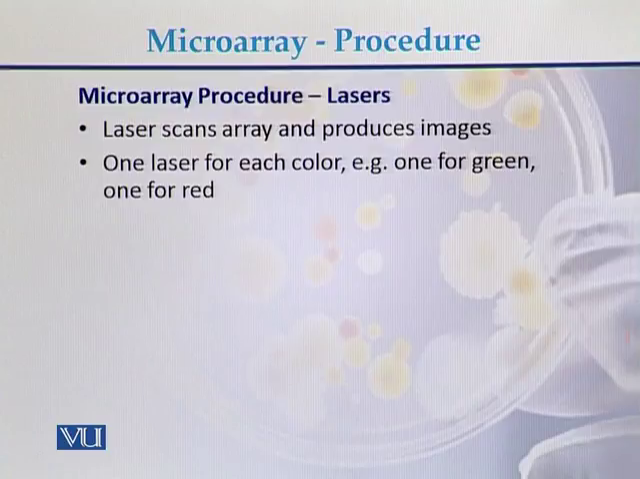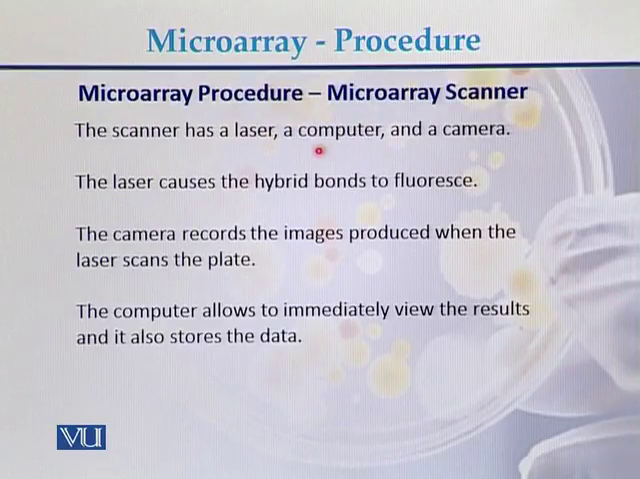Once hybridization is done, the next step is to check the cells with the help of lasers. The laser scans the array and produces images. There is one laser for each color, one for green and the other for red. The microarray scanner has a laser, a computer, and a camera. The laser causes the hybrid bond to fluoresce. The camera records the images produced when the laser scans the plate. The computer allows you to immediately view the results and it also stores the data.